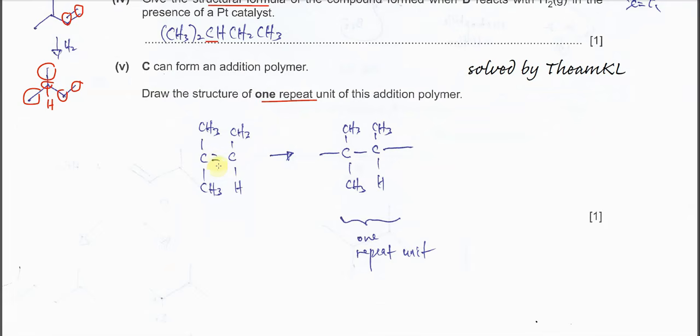What we need to do is to open up the double bond, which means removing one bond: the pi bond breaks, and we add tails on the carbons. When the pi bond breaks and tails are added on the carbons, it forms this polymer chain. This is what you need to give, the polymer with one repeat unit. Make sure the tails are there, on the different sides.